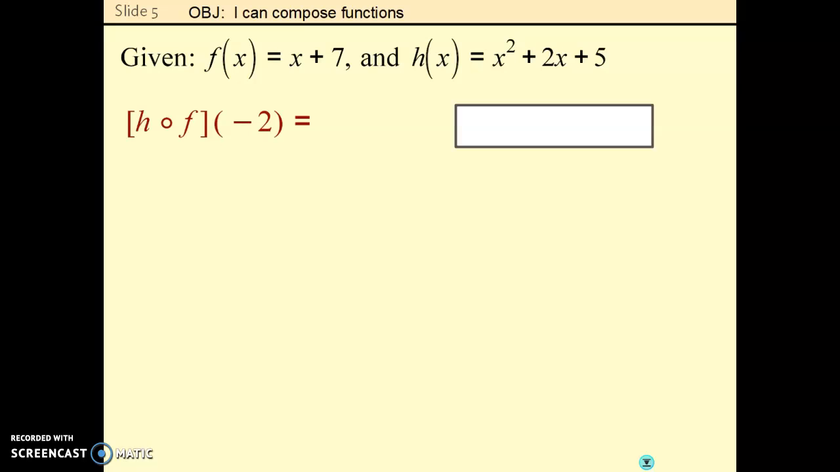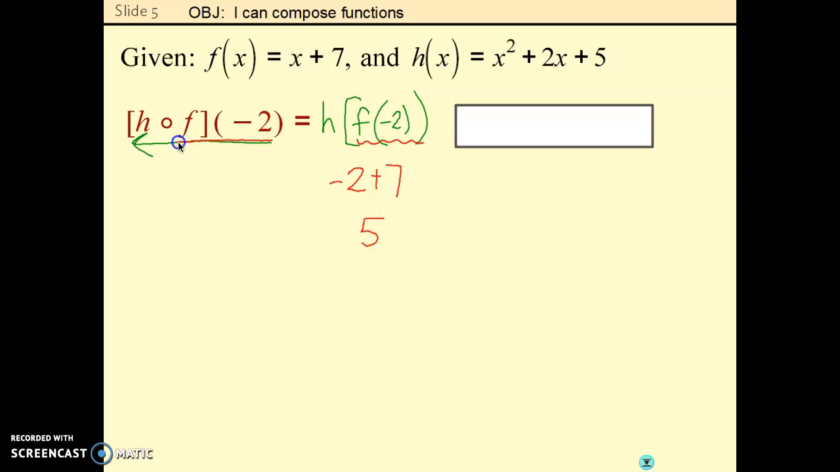On slide 5, we have an f function and an h function. Let's try h of f of negative 2. So again, I like to rewrite this to think about it, working from the right side. So starting with my input, negative 2, I'm going to input that into f first. That's pretty simple, negative 2 plus 7, so that gave me 5.